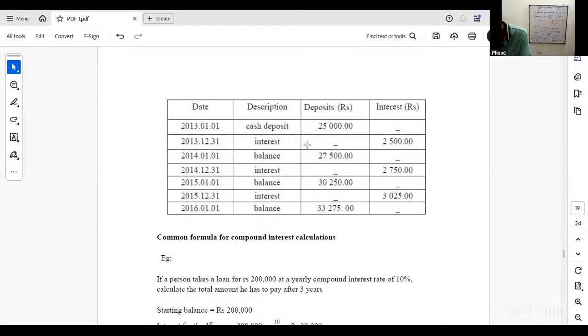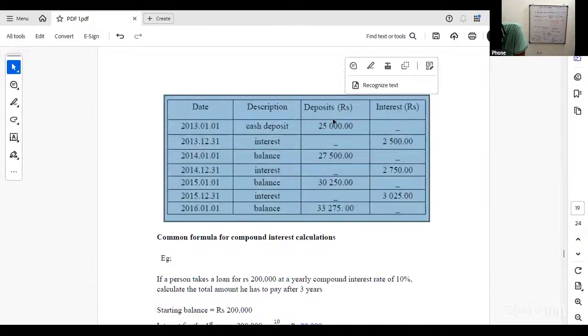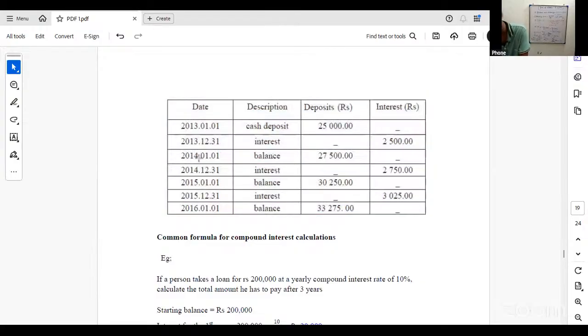Now what happens? For the next year, this interest amount will get added to this cash deposit amount, so that the starting balance of the next year is 25,000 plus 2,500, which is 27,500, and that is the starting balance for the next year's January 1st. You have this balance throughout the entire year, and at the year end you again have a certain interest. Let's say it is 2,750 again.